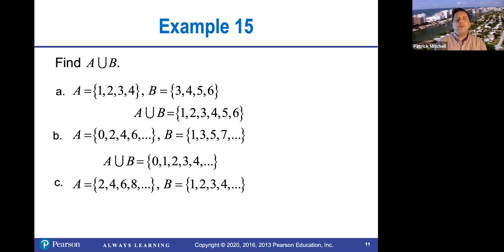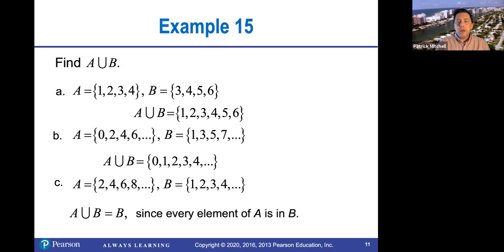And then, if we have A as the set 2, 4, 6, 8, etc., B is the set 1, 2, 3, 4, etc., which elements belong to A or B? Well, it would be exactly all those elements that belong to B. Okay, because again, A is contained entirely within B. Whenever that happens, the union is just B.